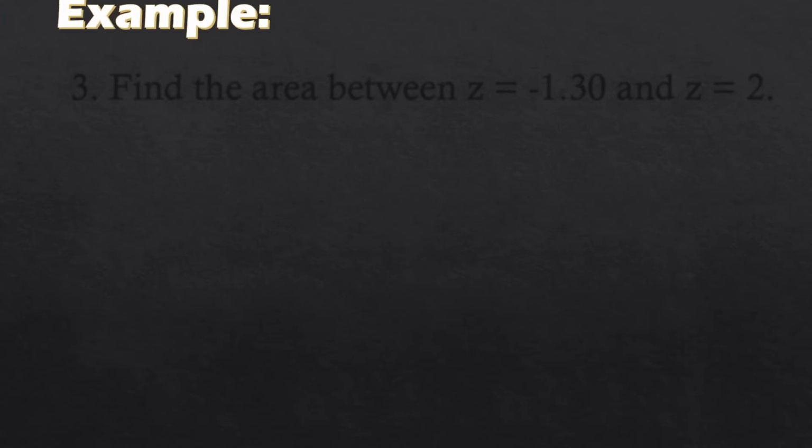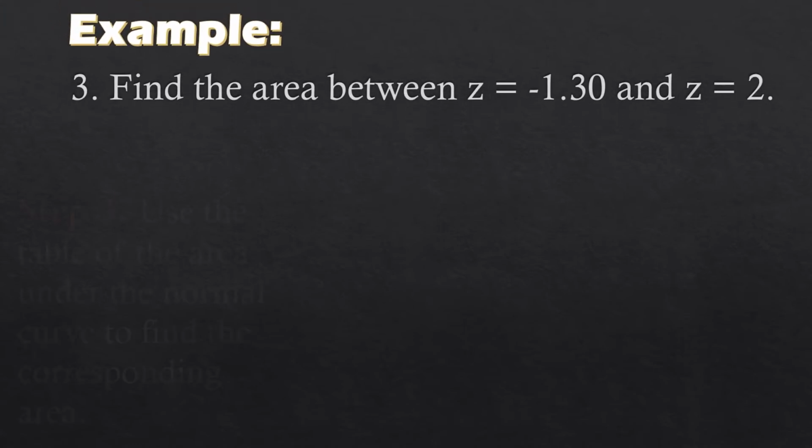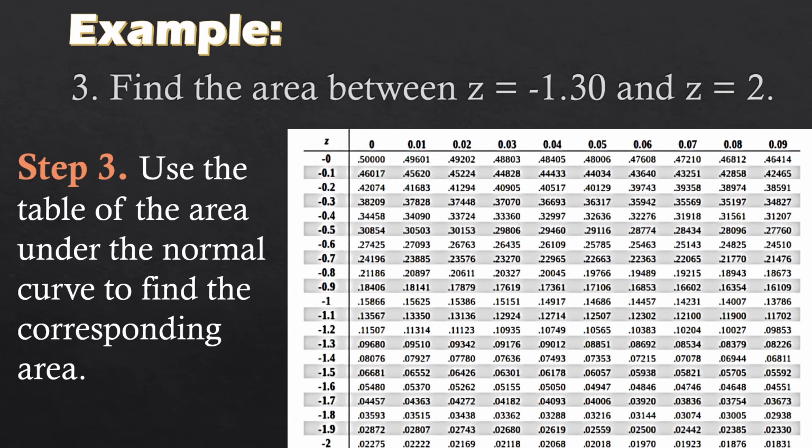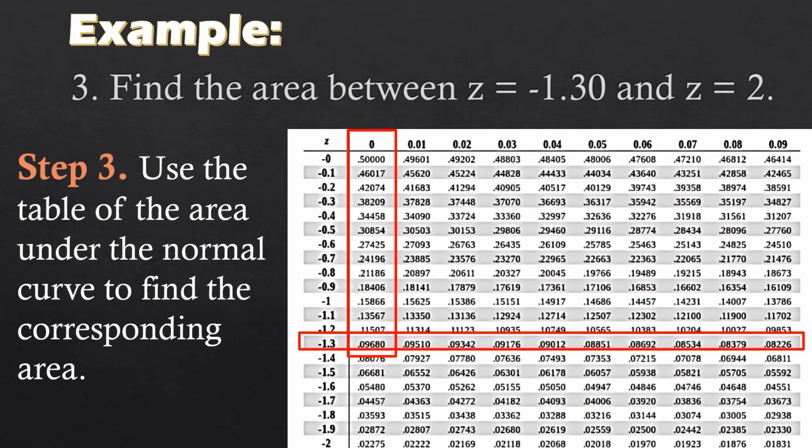For the third step, we need to use the z-table to get the area that corresponds to the z values. We first find the area for z equals negative 1.3. Let's have the negative z-table. We have negative 1.3, and since it's just 1.30, we have 0 here. Their intersection is equal to 0.0968.